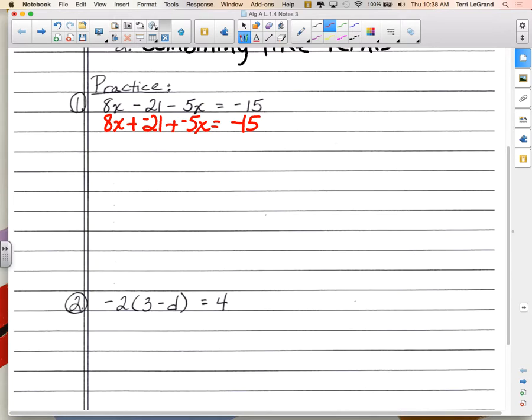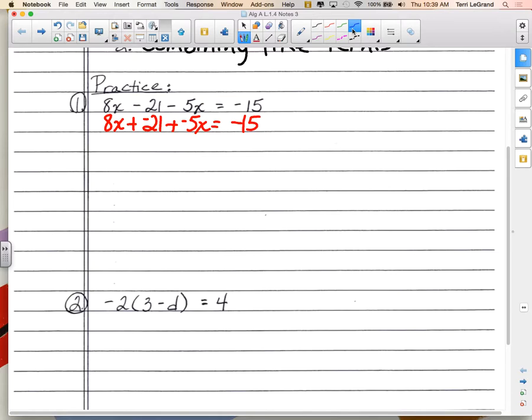On either side, doesn't matter which side, or it can be on both sides, but does either side need to be simplified by combining like terms? Adam? Negative 21 and negative 15. Well, they're on opposite sides. They're not on the same side. So that means 8x and negative 5x. Yeah, they're on the same side.